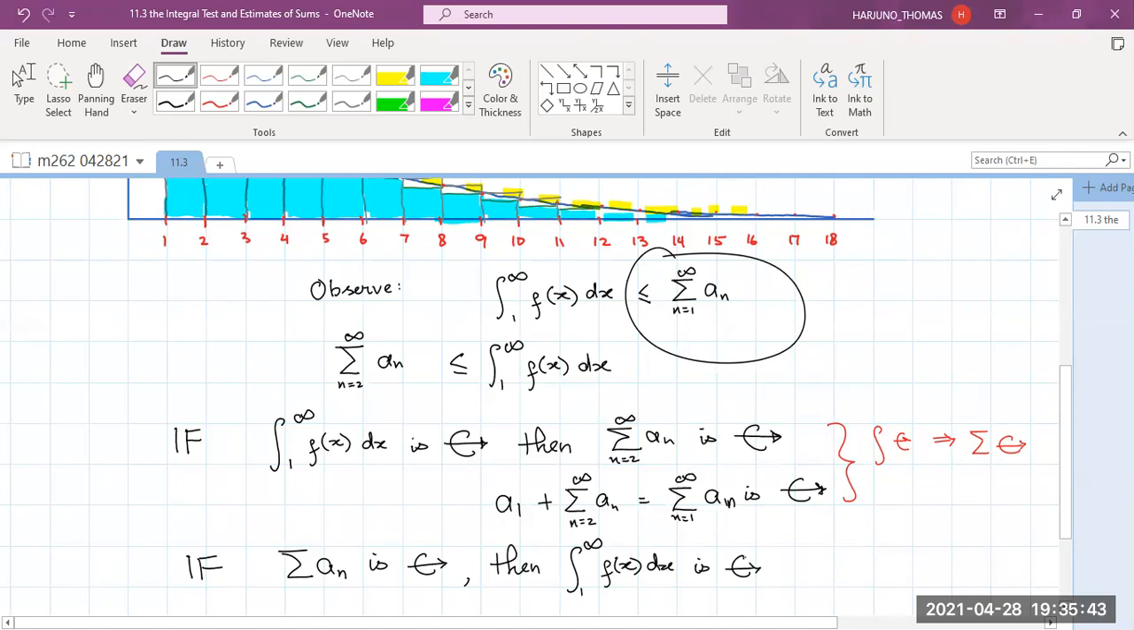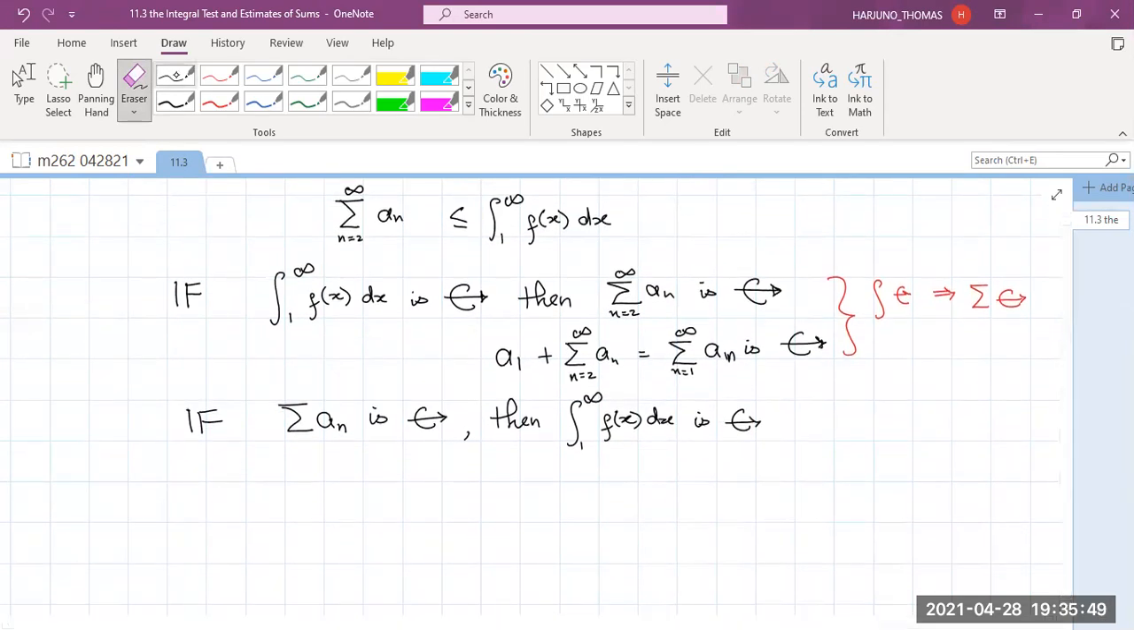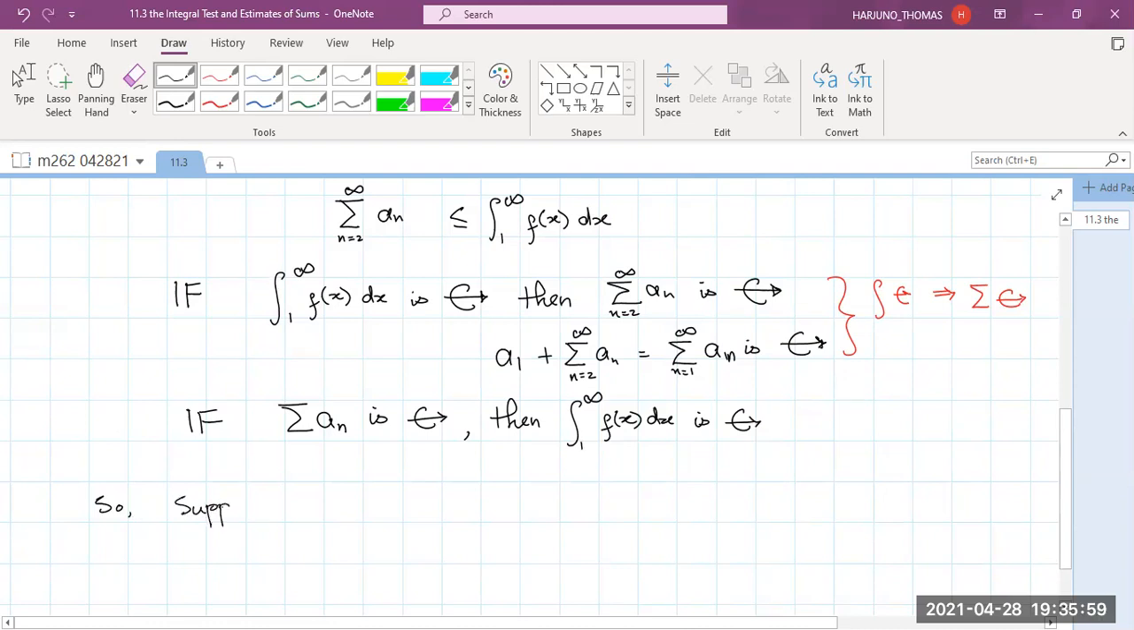Is it okay? You see that observation? Now that brings us to the integral test. So we have this integral test that says: suppose f(x) is a continuous, positive, decreasing function on 1 to infinity.